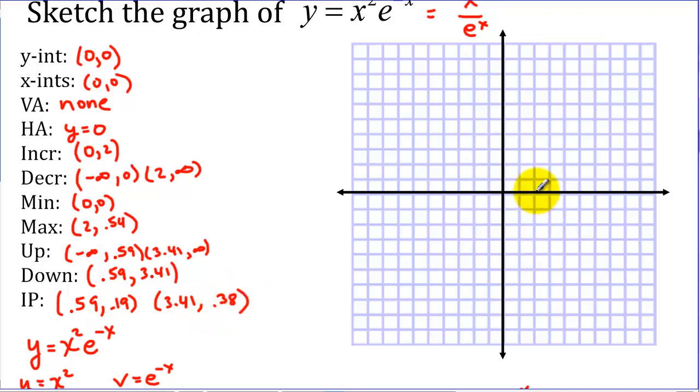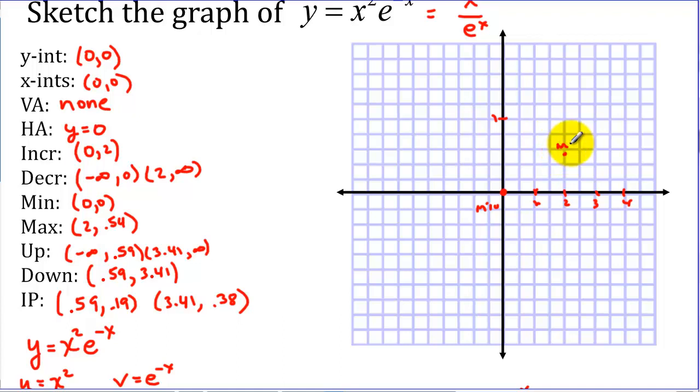So I'm going to let, for the x, every 2 here is going to be a 1. So that's 1, 2, 3, 4. And here, since our y values are small, I'm going to let 5 tick marks here be 1. So if we plot our points, we have an intercept here, and that's also a min. And at 2, 0.54, that's a half, so we're right around in here.